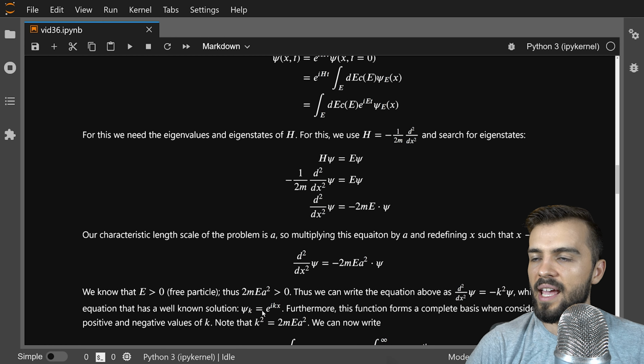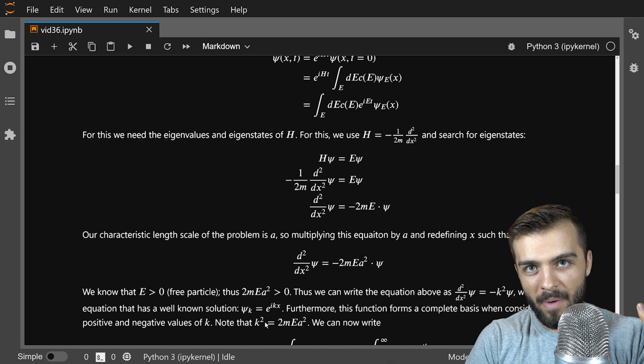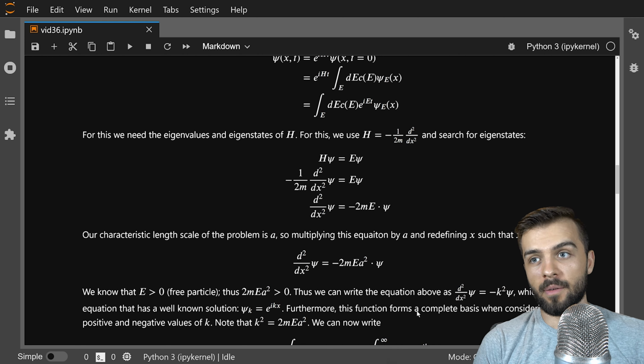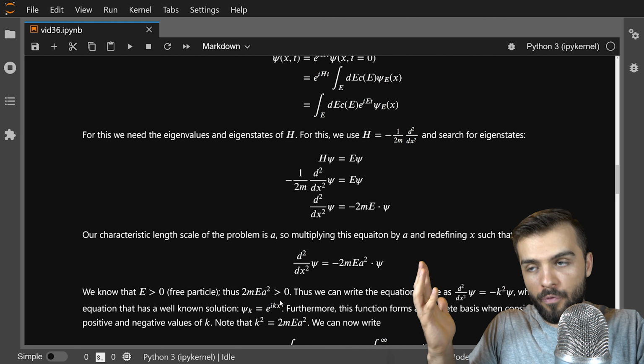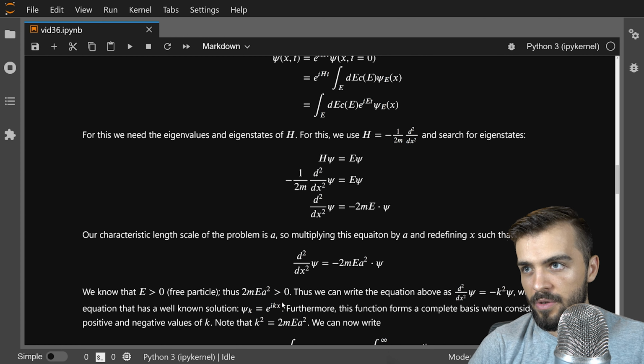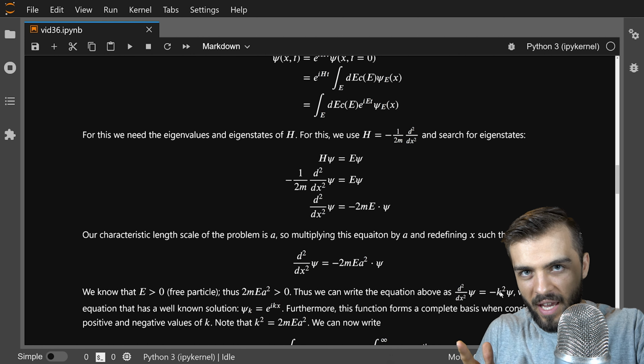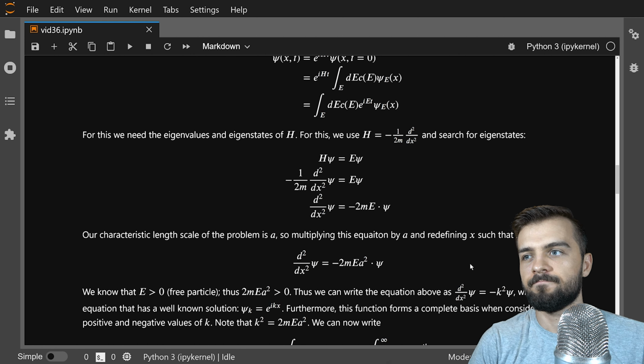It's just psi k is equal to e to the ikx. So these are my eigenstates of my system. And it forms a complete basis. These exponentials, as you know, form a complete basis when considering all positive and negative values of k. But remember that a positive value of k and a negative value of k correspond to the same energy. So now we write this.